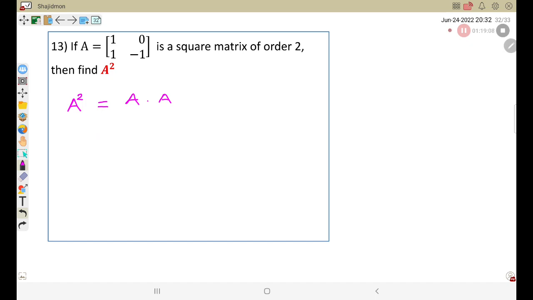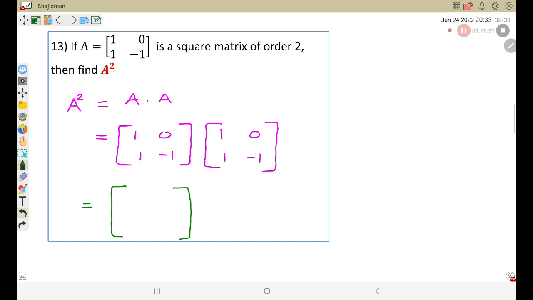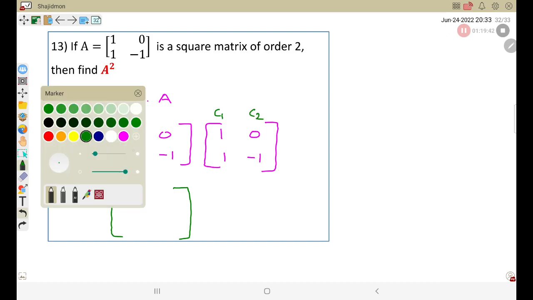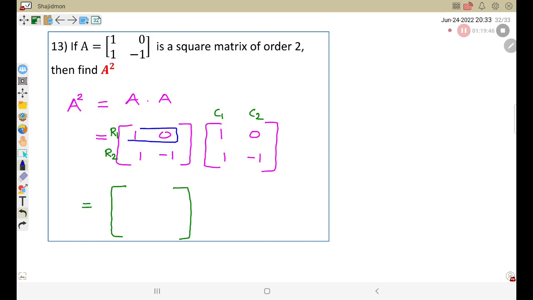Correct? A square. So, A square equal A matrix 1, 0, 1, minus 1, multiplied again by A matrix 1, 0, 1, minus 1. These two matrices you need to multiply. Correct? So, how to multiply? You know that one. We need to calculate what is that matrix. So, first we start with the first row here. Row number 1, this is row number 2. This is column number 1, column number 2. Just before, we did questions on multiplication. Correct? So first row multiplied with the first column. So row number 1 with column number 1, row number 1 with column number 2, row 2 column 1 and row 2 column 2. Correct? You know how to do that one.